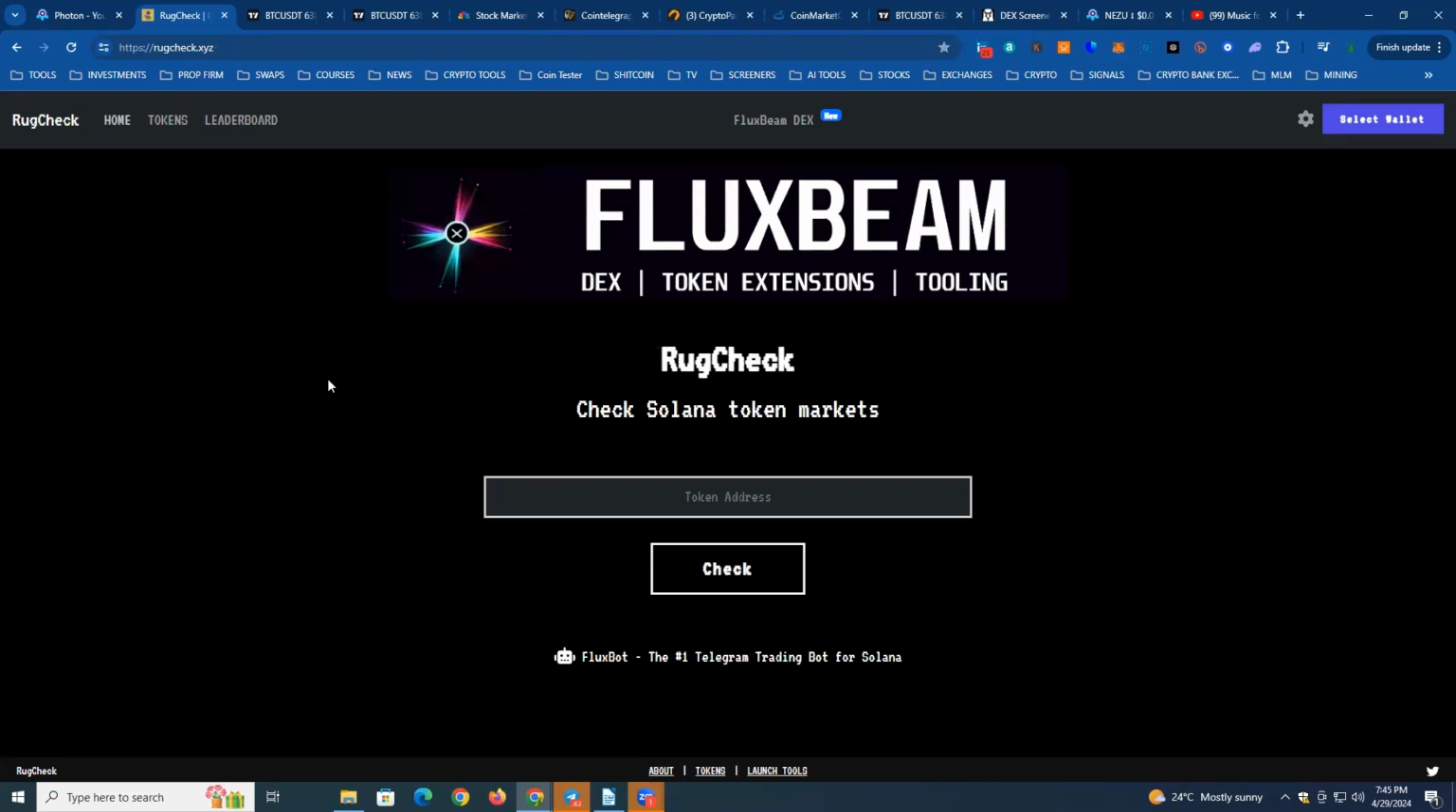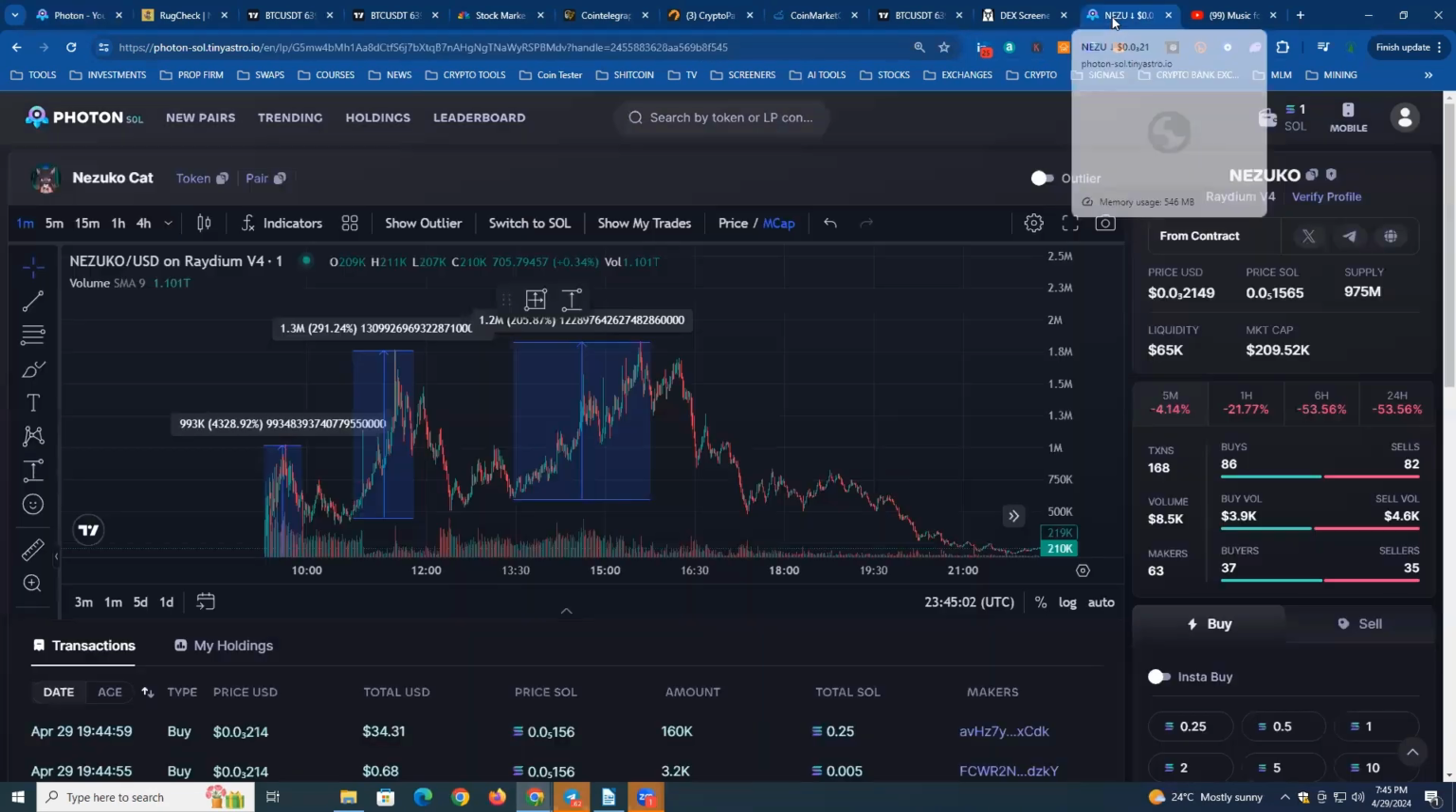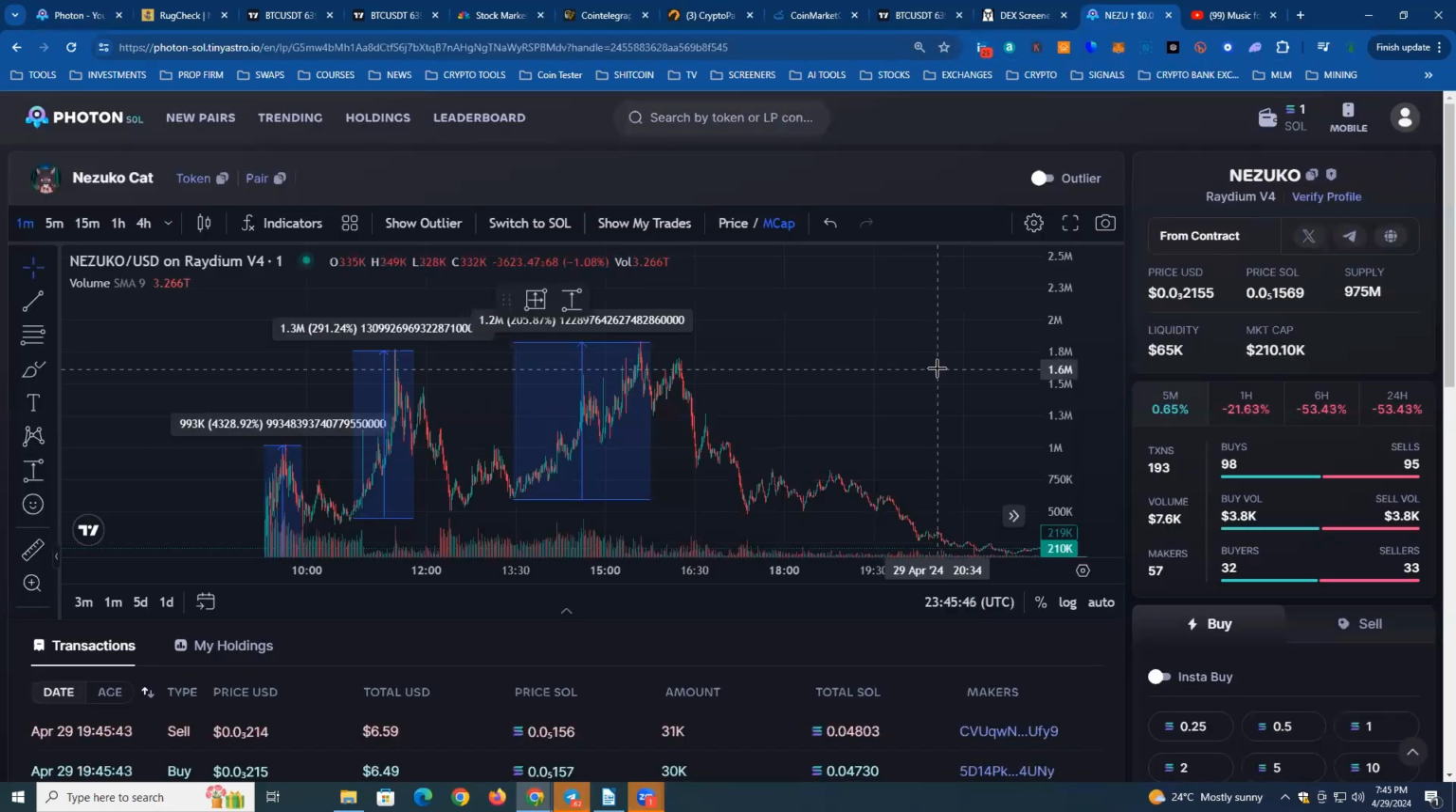And once you are at the main page, the same contract address that you copied, you can simply paste that into the interface to do an overall check of the coin. This particular coin comes back with a risk analysis of being good, although they note that there is a low amount of liquidity providers. So that is something you need to be cognizant of before you invest in this particular coin.